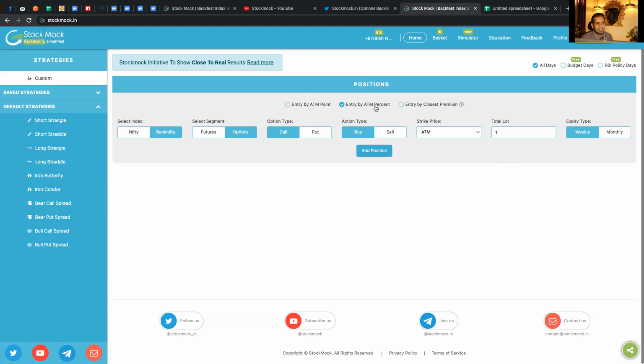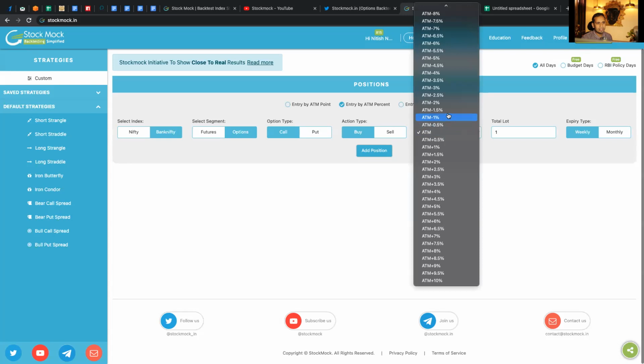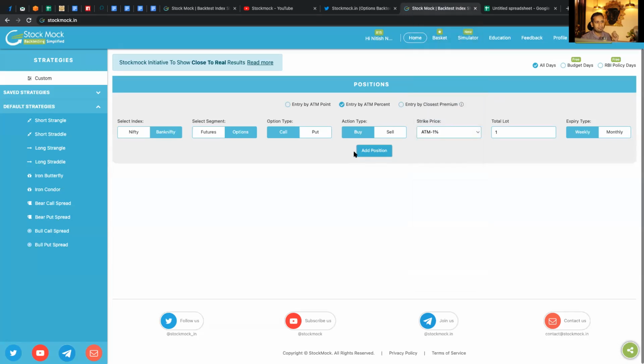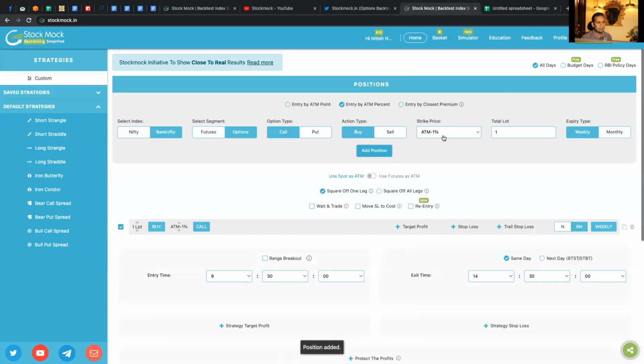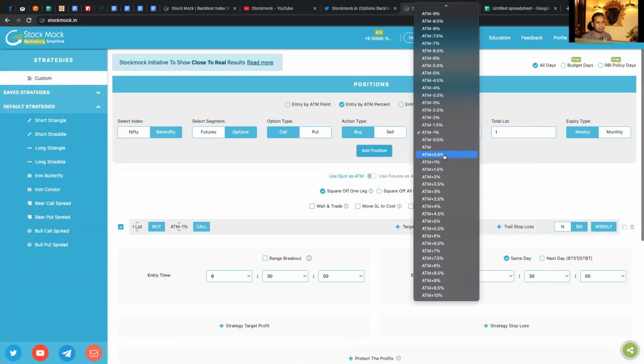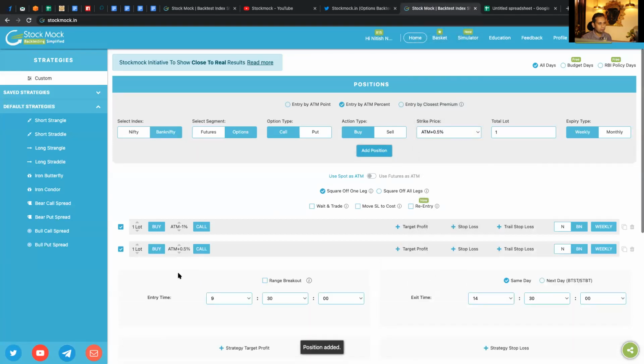So we'll see this entry by ATM percent. We'll create a strangle. Let's say we do ATM minus 1% for put, and ATM plus 1% for call. Let's sell ATM minus 1% put, ATM plus 1% call. So this will be a strangle which is 1% away from the ATM that I want to trade, and I'll choose the stop loss to be 25%.